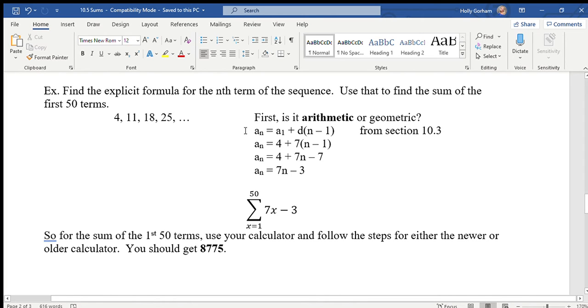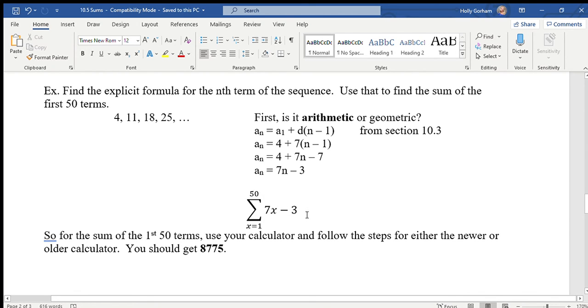So using the formula from section 10.3, we plug in our first term of 4 and our difference of 7. Distribute the 7, combine like terms, and you get 7n minus 3. So that's the explicit formula. When the question says find the sum of the first 50 terms, what that means is we want to start at 1 and we want to go to 50. And we want to do that for 7x minus 3.